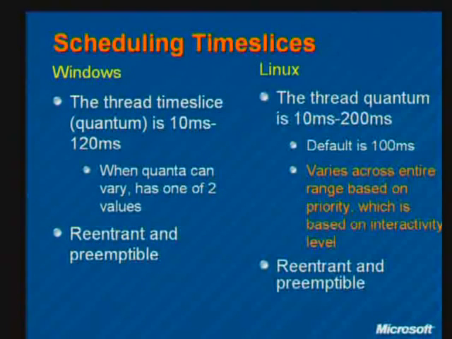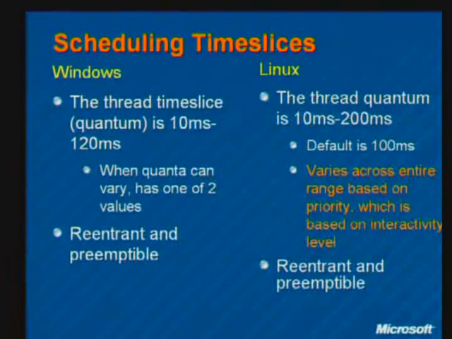If you look at Linux time slices, you see something that's very similar. The time slice, the quantum, can vary between 10 and 200 milliseconds. The default is 100 milliseconds, so that's pretty close to what you see on Windows. But the difference is that the quantum of a thread, even a given thread, can vary across that entire range of 10 to 200.